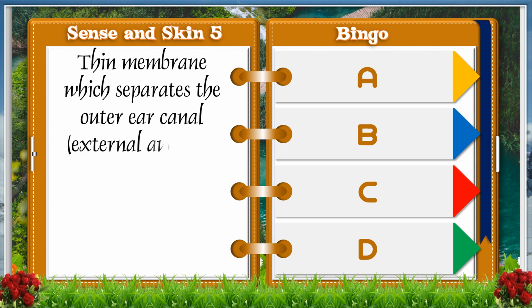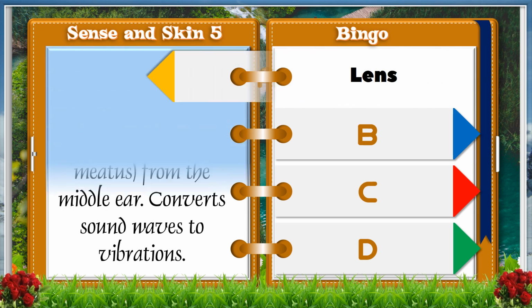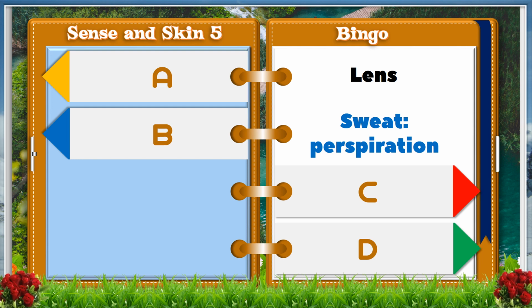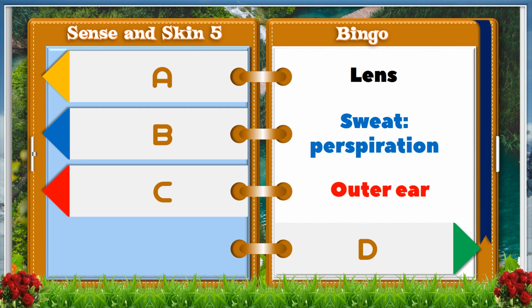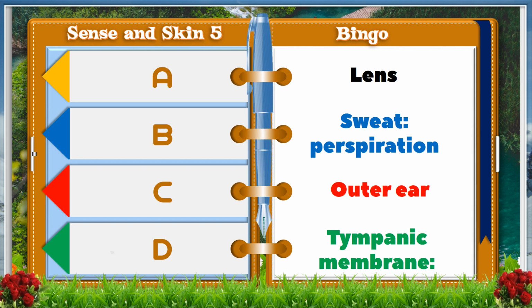Thin membrane which separates the outer ear canal or external auditory meatus from the middle ear. Converts sound waves to vibrations. A. Lens. B. Sweat or perspiration. C. Outer ear. D. Tympanic membrane. And the answer is D. Tympanic membrane.